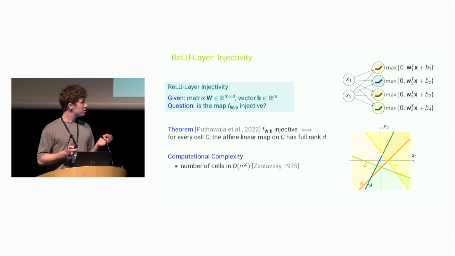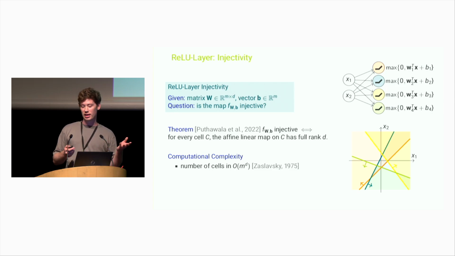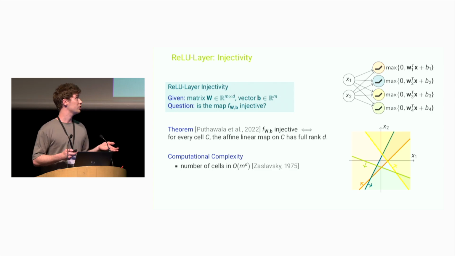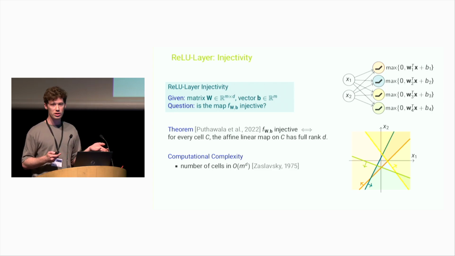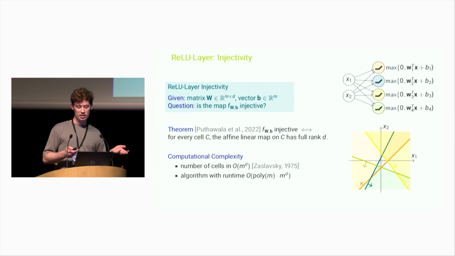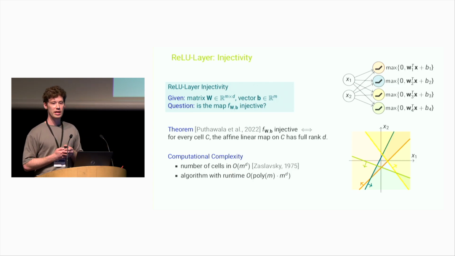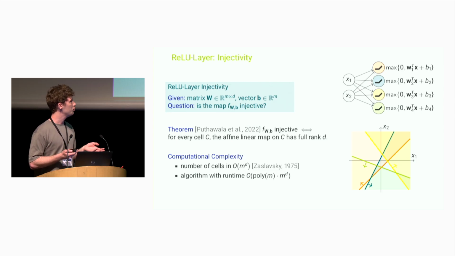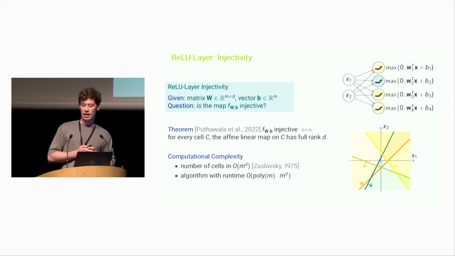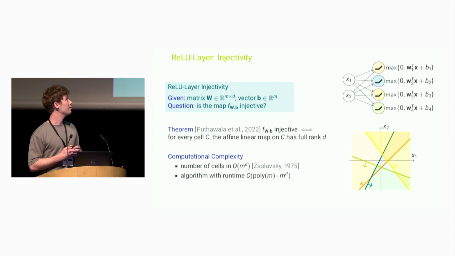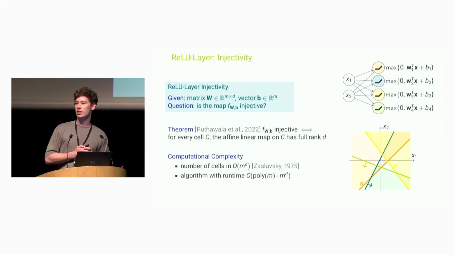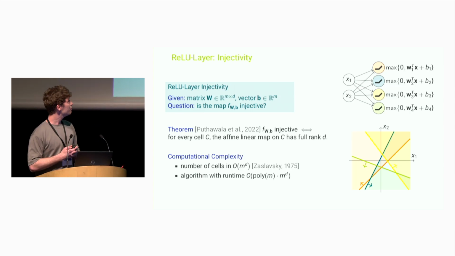And since it's known since the 70s that the number of cells that are induced by such a hyperplane arrangement is at most m to the d, this gives us an exponential time algorithm to check injectivity simply by iterating over all the cells, computing the linear map, and checking if it does have full rank or not. But well, that's an exponential time algorithm. This does not scale well, so the question that arises here is if we can do better, if we can maybe even achieve polynomial time.